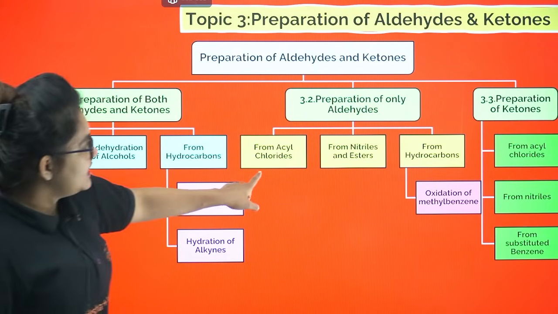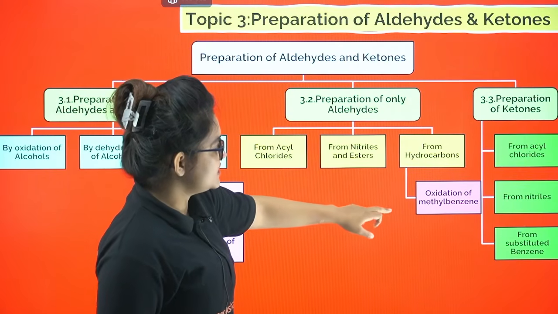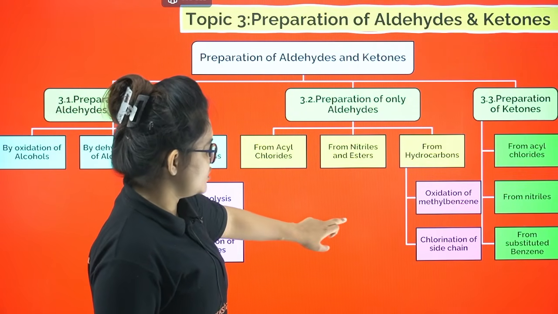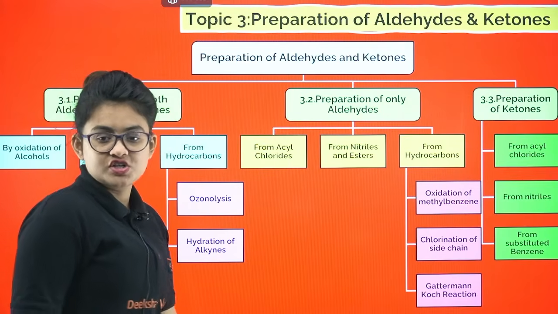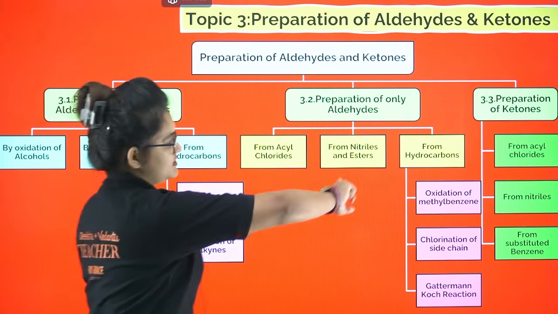Here, for only aldehyde, from hydrocarbons we will study oxidation of methyl benzene, chlorination of side chain, and the Gattermann-Koch reaction. One by one we will proceed, don't worry. First we will do this, then this, then this.